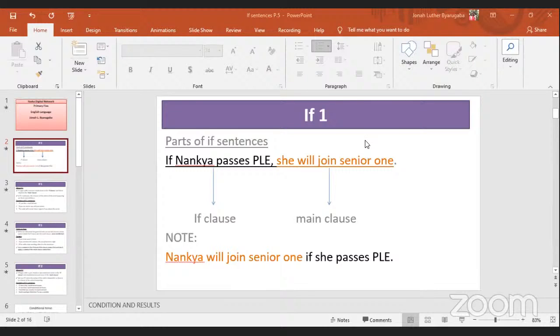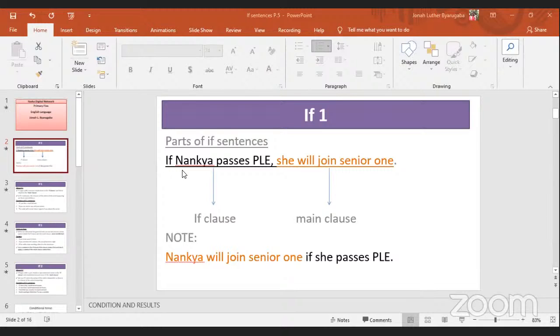I said we have this sentence here: if Nancha passes PLE, she will join senior one. I want someone who has understood to express the if clause of this sentence in the past perfect tense.